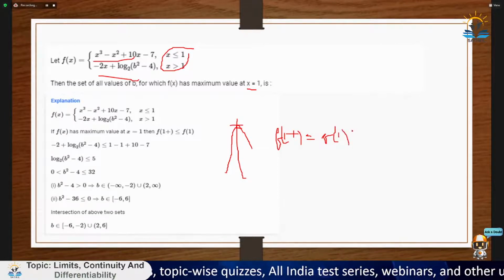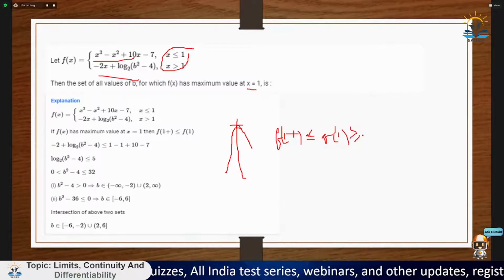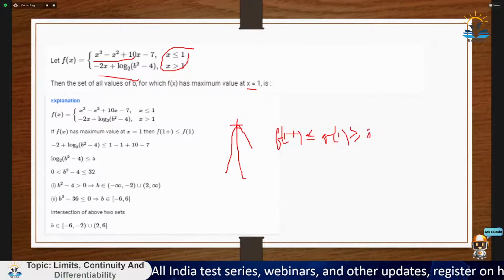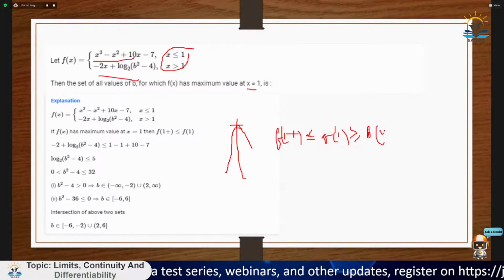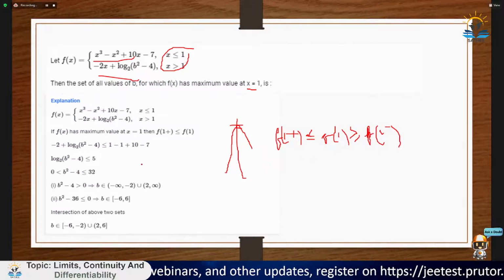Okay, and this thing should also be greater than or equal to f of 1 minus. Basically what I'm saying is, मेरा function जो है उसकी maximum value 1 होनी चाहिए. Okay, so that's what I said.